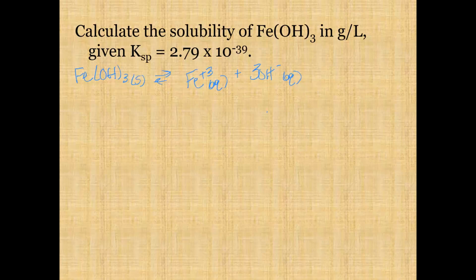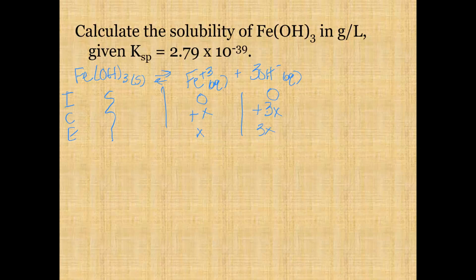So setting up our ice table, remember that there's no solid that's going to go in our ice table, so we can ignore that column. For iron and hydroxide, remember, since we are starting off as a solid, both of these are 0 initially. Iron is going to increase by a factor of X. Hydroxide will increase by a factor of 3X. So our equilibrium concentrations for iron 3 is going to be X, and for the hydroxide is going to be 3X.